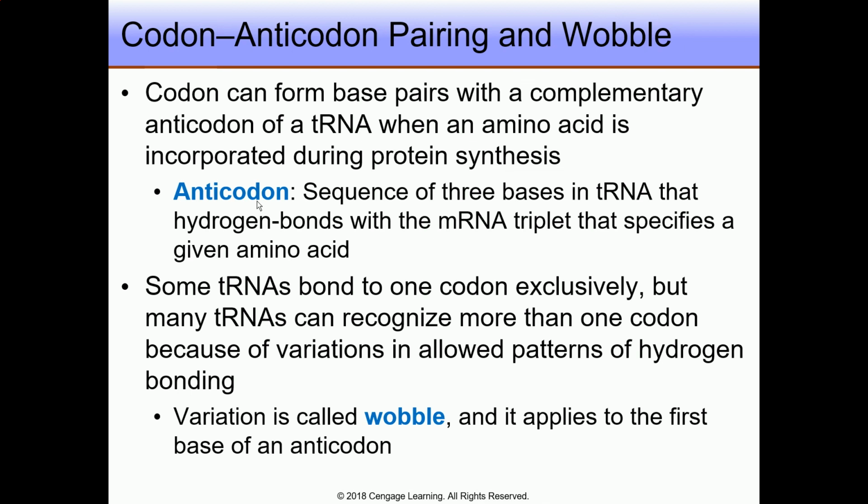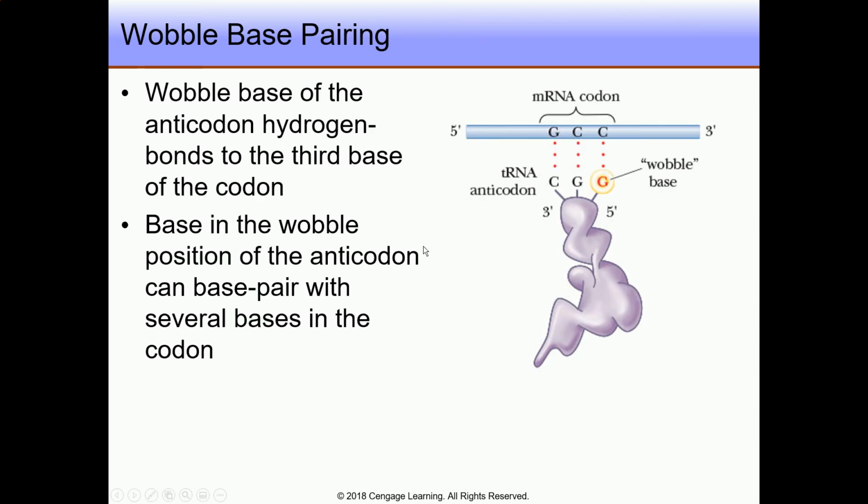The answer is wobble. This word comes from the name of a scientist who found that some of the transfer RNAs, on the 5 prime side of the anticodon, have a nucleotide that is actually modified. As a result of that, they can recognize different nucleotides in the mRNA.